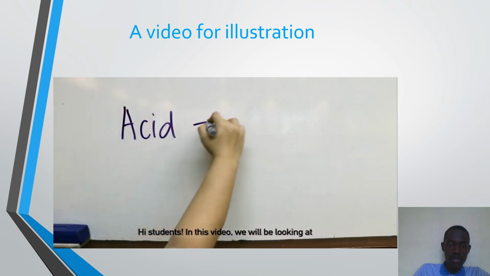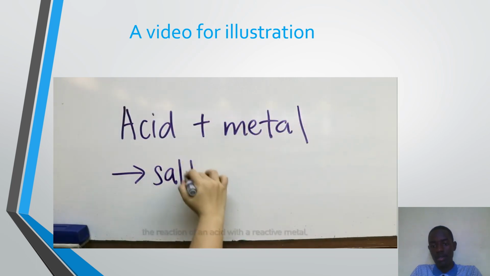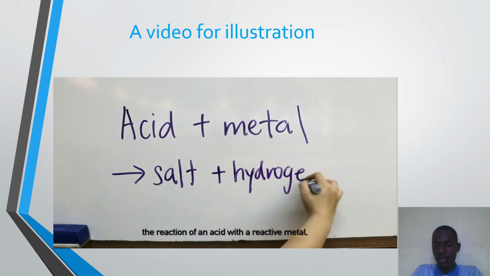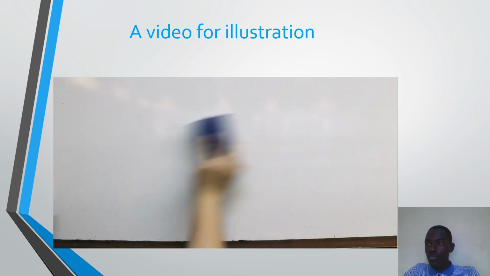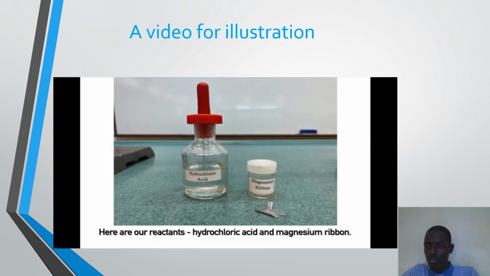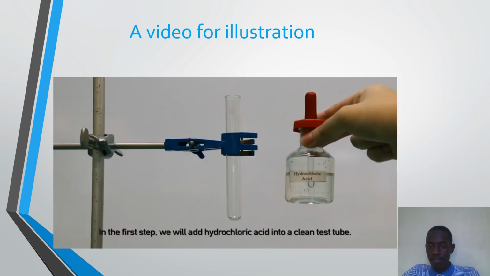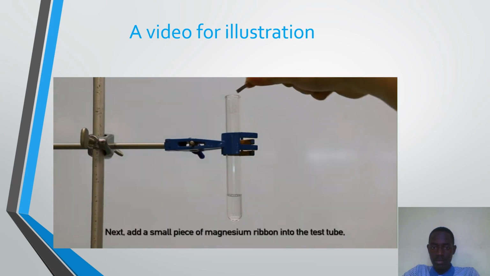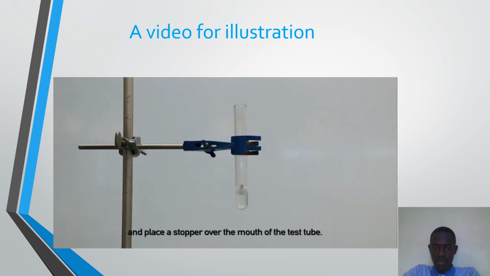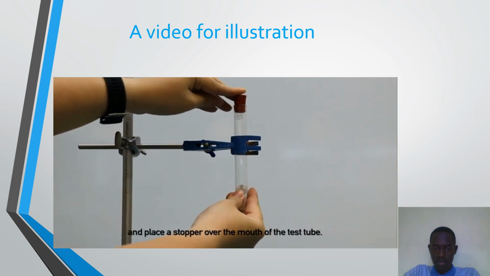Hi students, in this video we will be looking at the reaction of an acid with a reactive metal to give us a salt and hydrogen gas. Here are our reactants, hydrochloric acid and magnesium ribbon. In the first step, we will add hydrochloric acid into a clean test tube. Next, add a small piece of magnesium ribbon into the test tube and place a stopper over the mouth of the test tube.